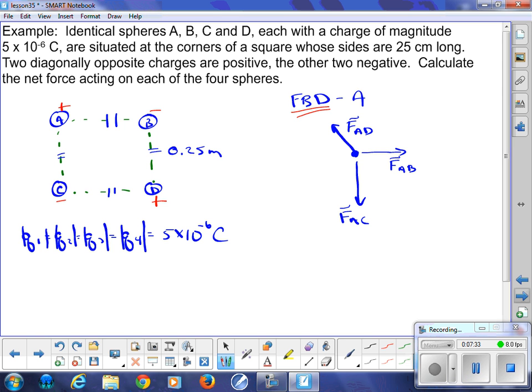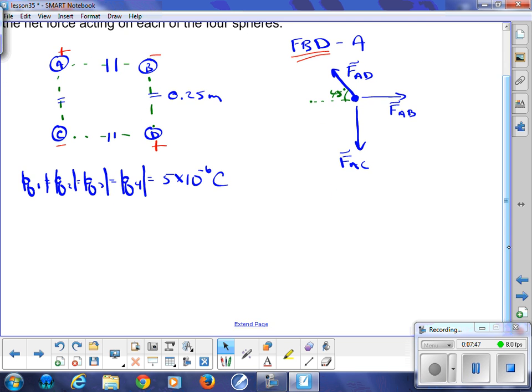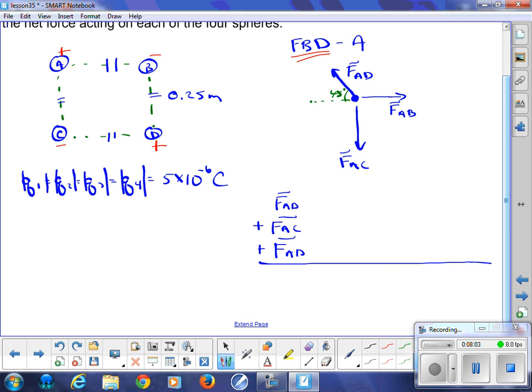And it's at an angle. Now that angle, because we're dealing with a square, will be 45 degrees. So I know that all of you have been upset we haven't been doing vectors lately, so now we slide back into our vector mode. All right, and vector mode tells us that if I take FAB plus FAC plus FAD, I will find my unbalanced force.